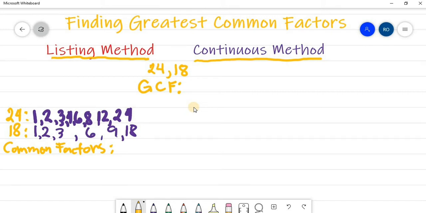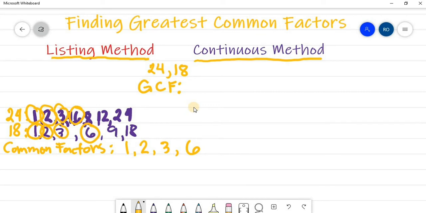Okay, let us encircle. We have 1. We have 2. We have 3. They have 3 common factors. 4 is not a common factor. 6, yes, they have 6 as their common factor. 12, 24 is not a factor of 18, as well as 9 and 8 are not factors of 24. So let's stop writing the common factors now.